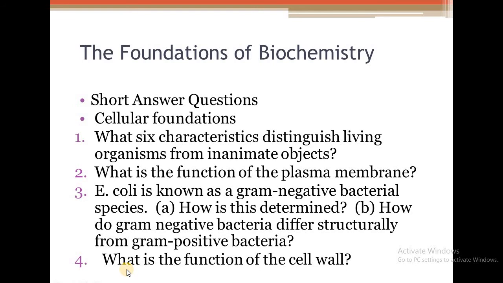First short questions are from the section Cellular Foundation. Number one, what six characteristics distinguish living organisms from inanimate objects? Next, what is the function of the plasma membrane?